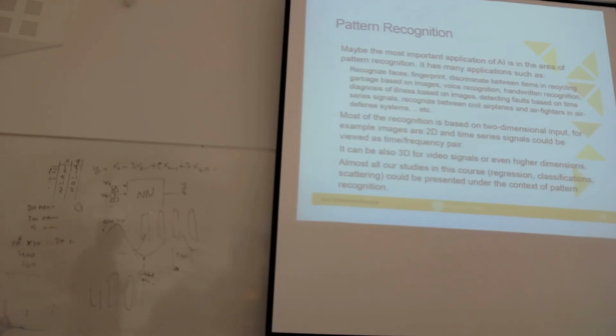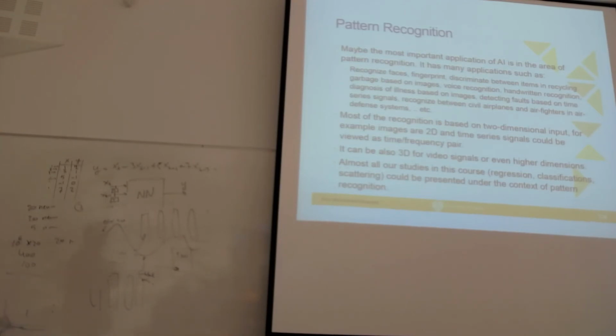Pattern recognition. Pattern recognition is one of the most important applications of deep learning, or in general of neural networks. It can be used to recognize faces, fingerprints, discriminate between items in recycling garbage, for example, voice recognition, handwriting recognition, diagnosis of illness based on images, detecting faults based on time series signals, recognizing between civil airplanes and air fighters in an air defense system, and so on. So, I mean, just name it. We have a lot of applications for pattern recognition.